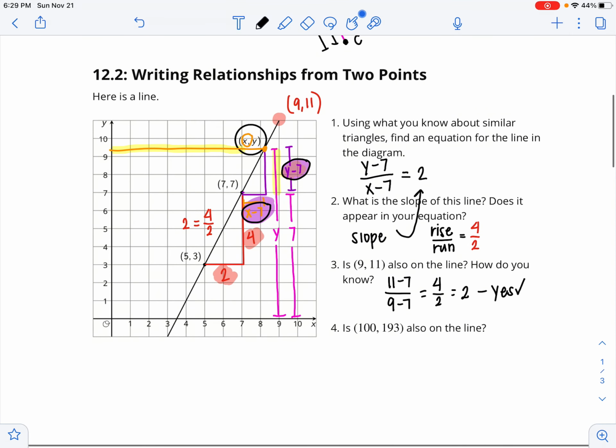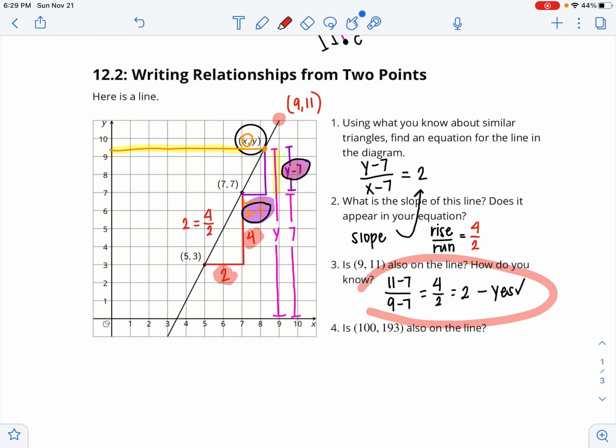Go ahead and pause this video and try question 4 using the same strategy I just showed you in question 3. So you should have plugged in the coordinate pair 193 minus 7 and then 100 minus 7, and you would end up with 186 over 93. And then you would simply want to divide 186 by 93, which gives you 2. And so you know that it's on the line.